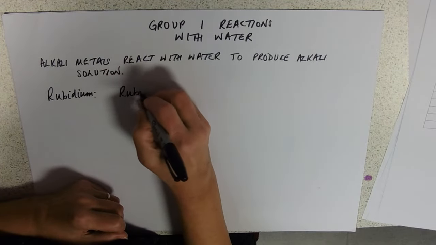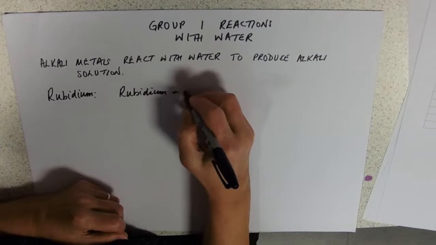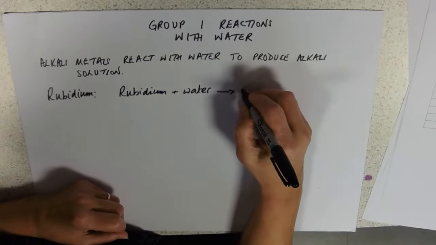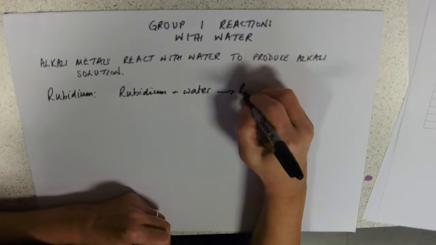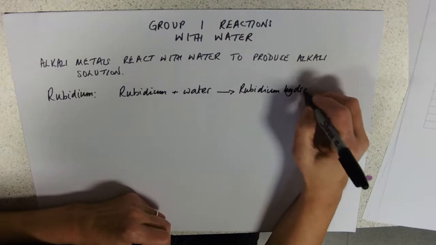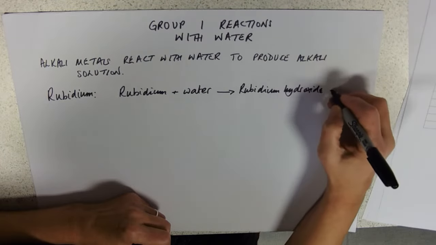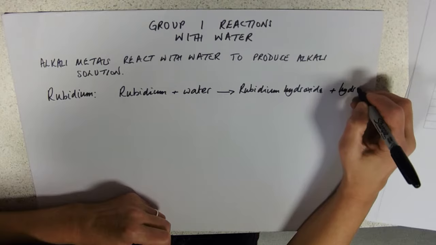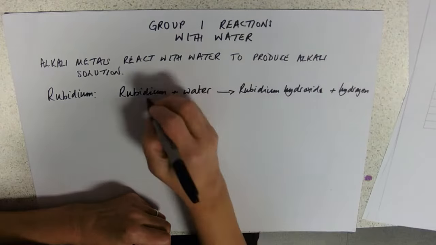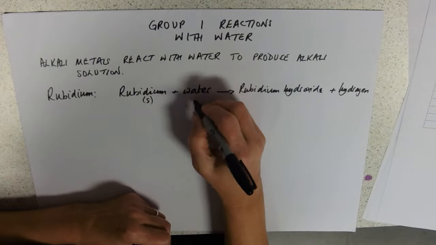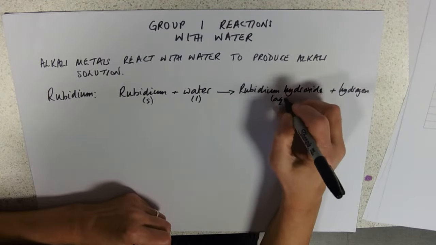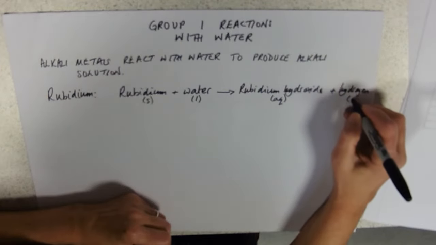If we put rubidium into water, it will produce rubidium hydroxide, that's your alkali, plus hydrogen. So, solid metal, water, liquid, rubidium hydroxide solution, hydrogen is a gas.